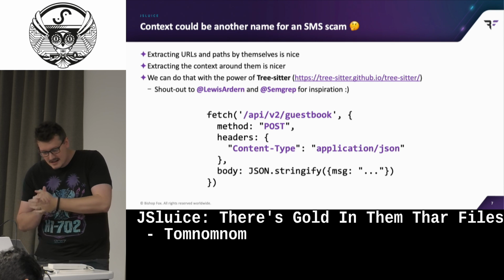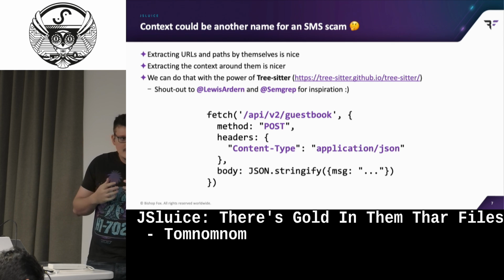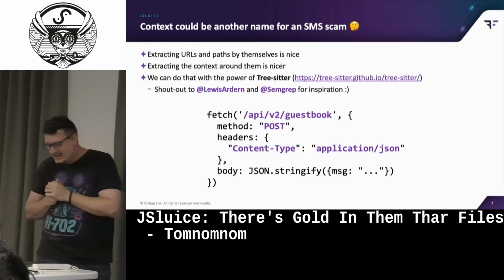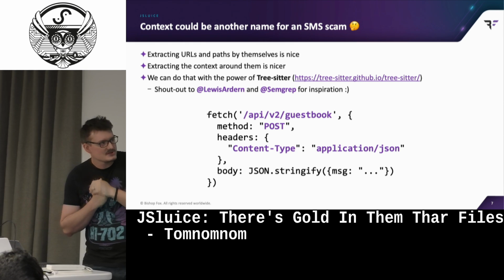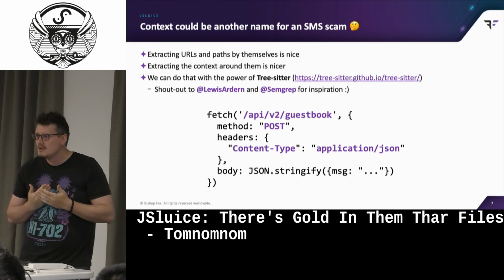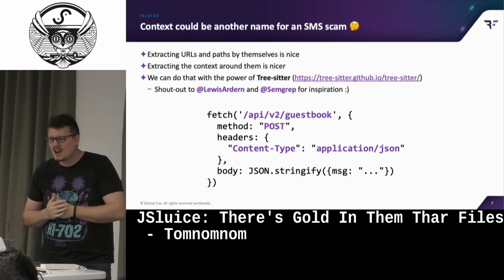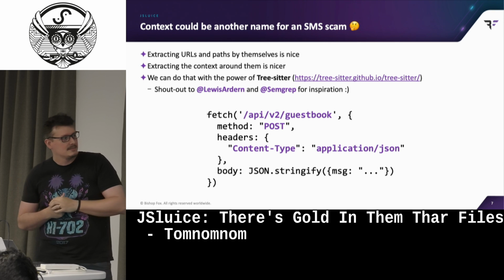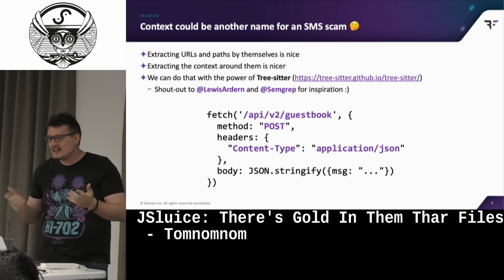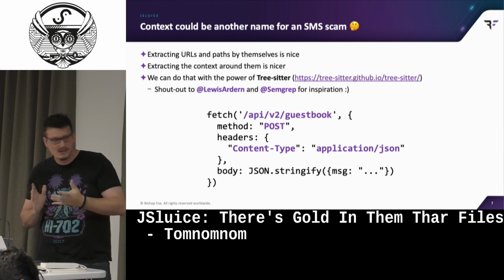And there's also the fact that extracting the URLs and the paths so you can find new endpoints is nice. What would be a lot nicer is if you could also extract the context around them. We're talking about stimulating different code paths. That's true on the server side as well. That's what we're trying to do. Stimulate as many code paths as we can, because that increases our chances of finding vulnerabilities.